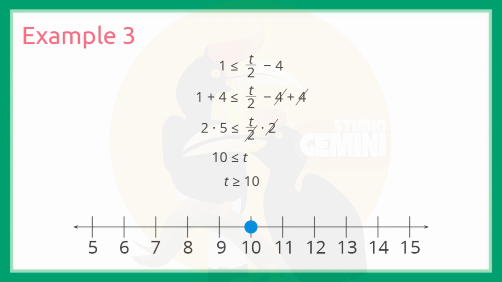We'll start with a closed circle at 10 because 10 is a solution to this inequality. Then we're looking for the values that are greater than 10, which appear on the number line to the right of 10, so we'll draw our arrow to the right.